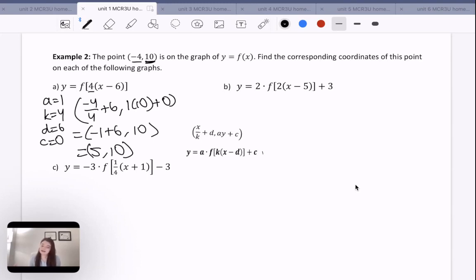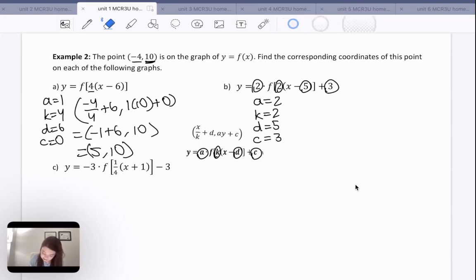Now these next two examples, neither of them will keep the same coordinate, so it's not usual that we would get one of the coordinates the same. So let's look at this example, example 2. A is equal to 2, K is also equal to 2, D is equal to 5, and C is equal to 3, right? If we match these numbers up, A with 2, K with 2, D with 5, and C with 3, we can figure that out. So just by doing a quick look at the equation, we can figure out what A, K, D, and C are.